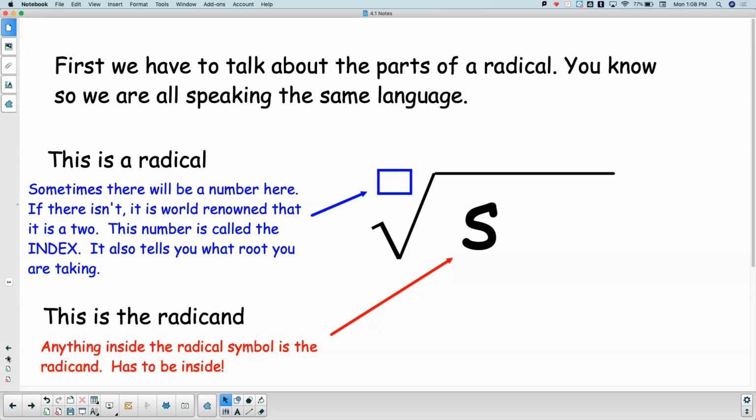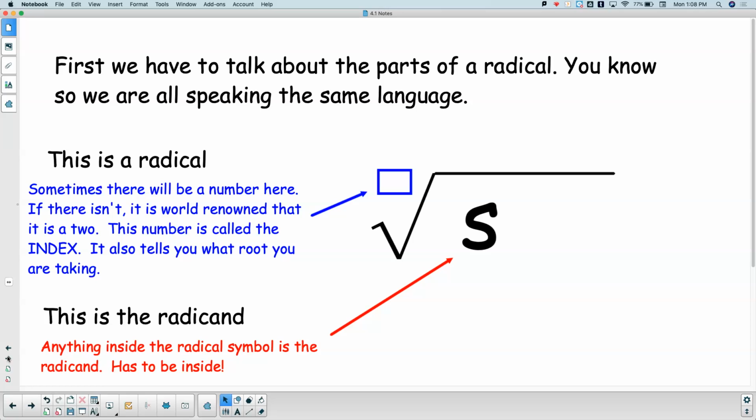However, Wednesday we might be dealing with 3rd roots, and then there would be a 3 in that box. Or there might be a 5 if we're dealing with the 5th root. So now we're all speaking the same language. We've got indexes and we've got radicands.